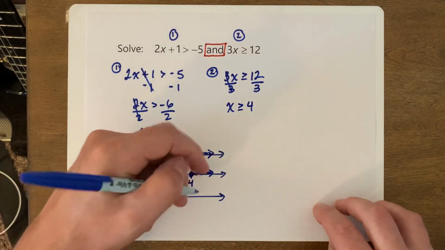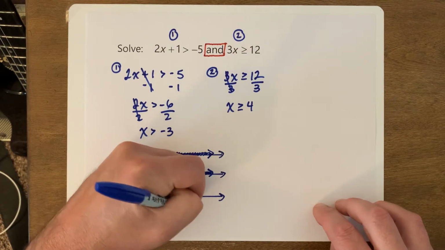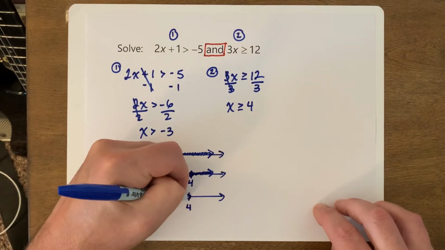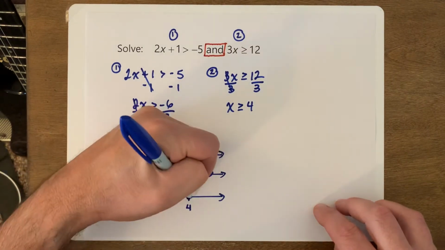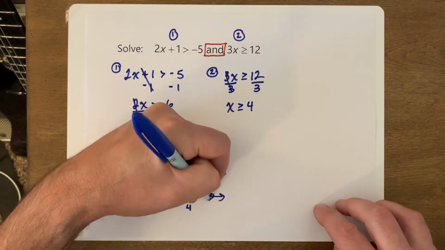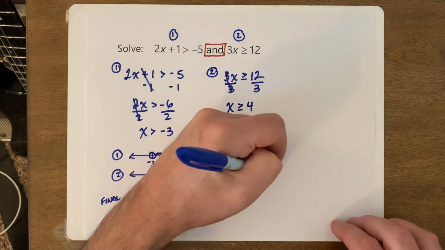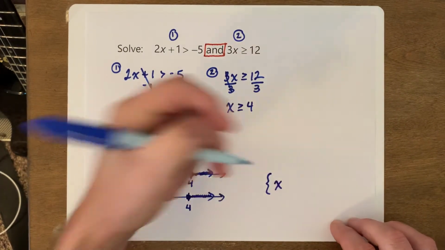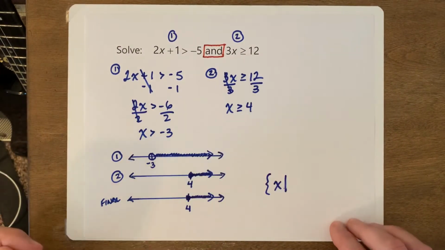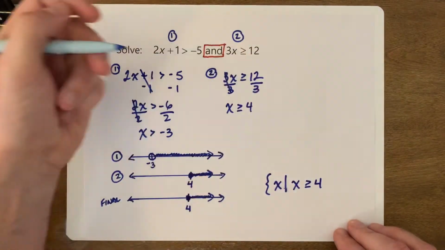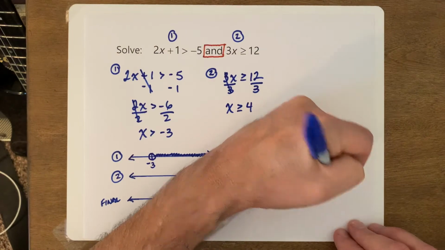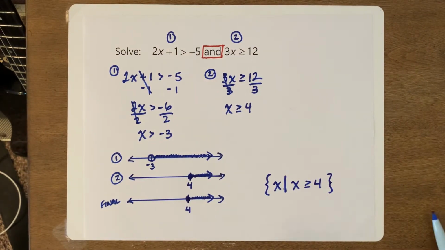So what I want for my final is 4, closed circle, because that's a closed circle and that's covering it right there, and then shaded to the right. Okay, now how do I write that as a solution set? All real numbers x, such that x is greater than or equal to 4, and then curly bracket. All right, let's take a look at another one.